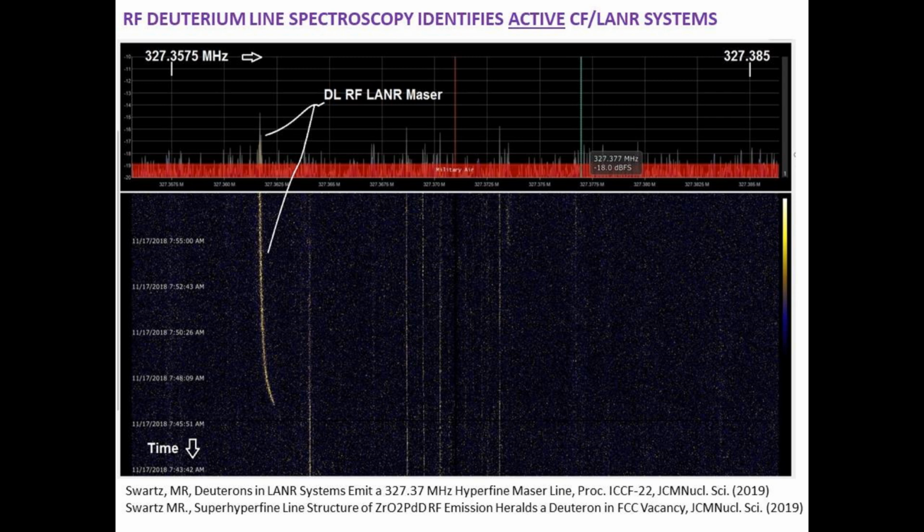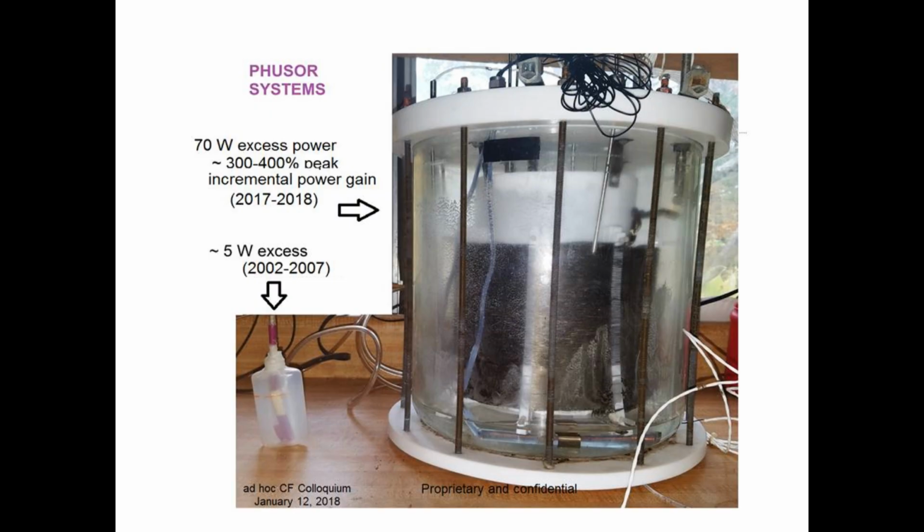Active cold fusion systems also give off a radio frequency signal near 327 megahertz, which is near the deuterium line, and this is picked up if a resonant cavity is used, as we taught at the last international meeting. This is only seen with the excess heat. I will now show data in an aqueous system.